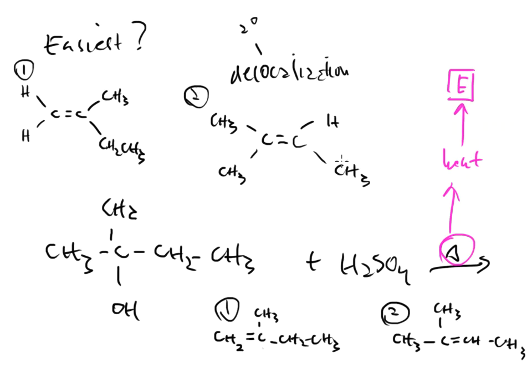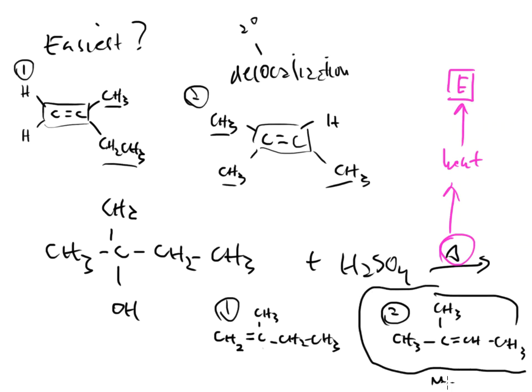Those are the carbons involved in the double bonds. In my first choice, I have 2 alkyl groups that are attached to sp2 carbons. I don't count the hydrogens. Those don't count. In the second option, I actually have 3 alkyl groups attached to sp2 carbons. So with these two choices, choice number 2 is going to be a major product here.